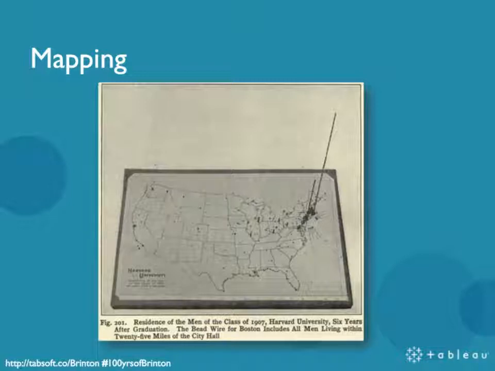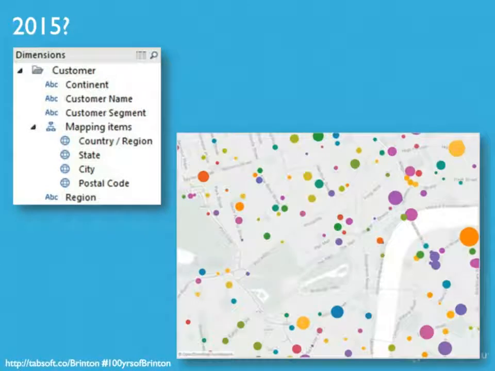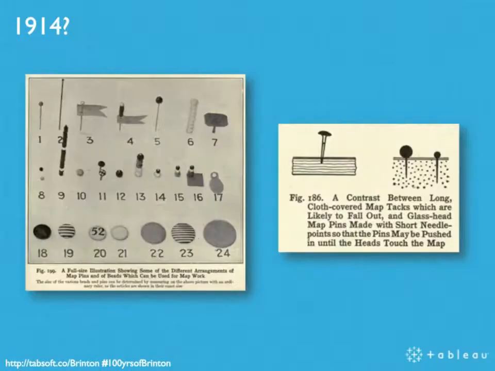My final example from the book is about mapping. Again, we'll come back to this map. Today, mapping is as easy as connecting to data and double-clicking on it, and a map appears. Again, these are snapshots from Tableau. You connect. Tableau recognizes geographical regions in your data by looking at the field name and the data type. Boom, you get a map. That's amazing.